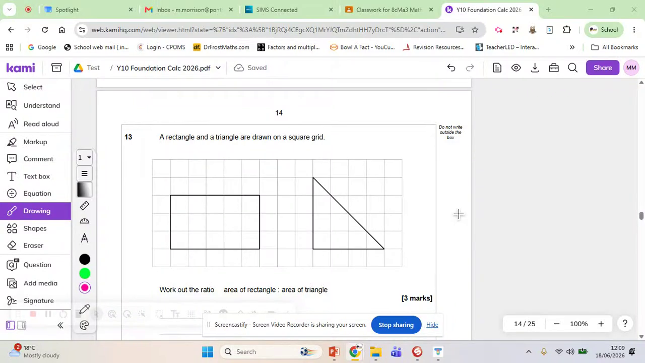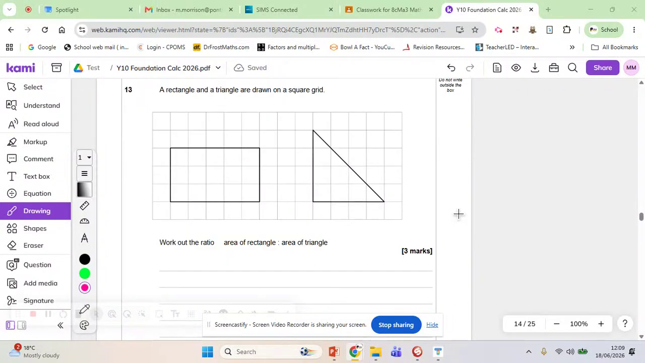Okay, question 13. A rectangle and a triangle drawn on square paper. Work out the ratio of the area of the rectangle to the area of the triangle. So first of all, the area of the rectangle: 1, 2, 3, 4, 5, and 1, 2, 3, so the area is going to be 15. It could be centimetres squared, but seeing it doesn't say, I'll just leave it with the numbers.